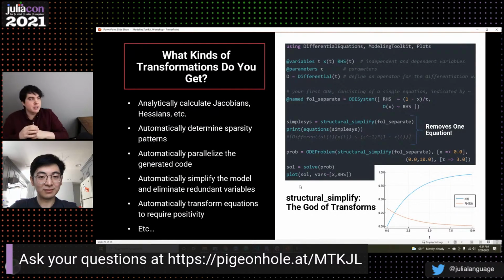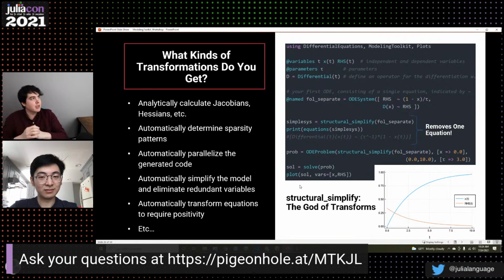So once you have a model inside of Modeling Toolkit, what can you do with it, right? You can do a bunch of transformations. And what can you do with that? Well, you can analytically calculate things like Jacobians or Hessians. You can analytically determine sparsity patterns, right? I mean, we know all of your equations, so we can differentiate them, and we can analytically build whatever we want based off the derivatives, right? But since we're also generating your code, we can parallelize your code for you, right? We're building the code for differential-equations.jl, and we know how it works. We built differential-equations.jl, so we can make sure that we generate the most optimized code for it.